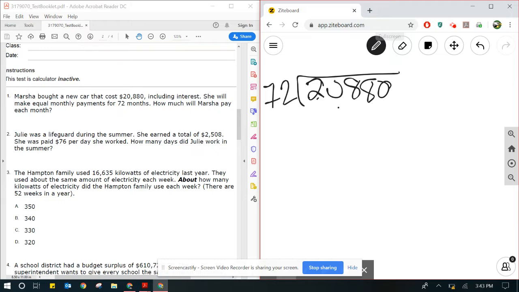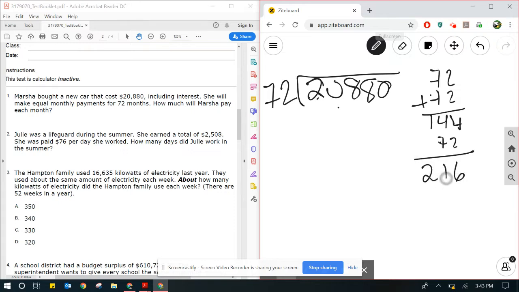The first thing I need to do is skip count my 72s. So I have 72, I would go 72 again, and I'm going to add these. I've got 2 plus 2 is 4, 7 plus 7 is 14, so that's 144. Then I'm going to add 72 again. I've got 4 plus 2 is 6, and then 14 plus 7, I'm skip counting by 7s, so that's going to be 21.